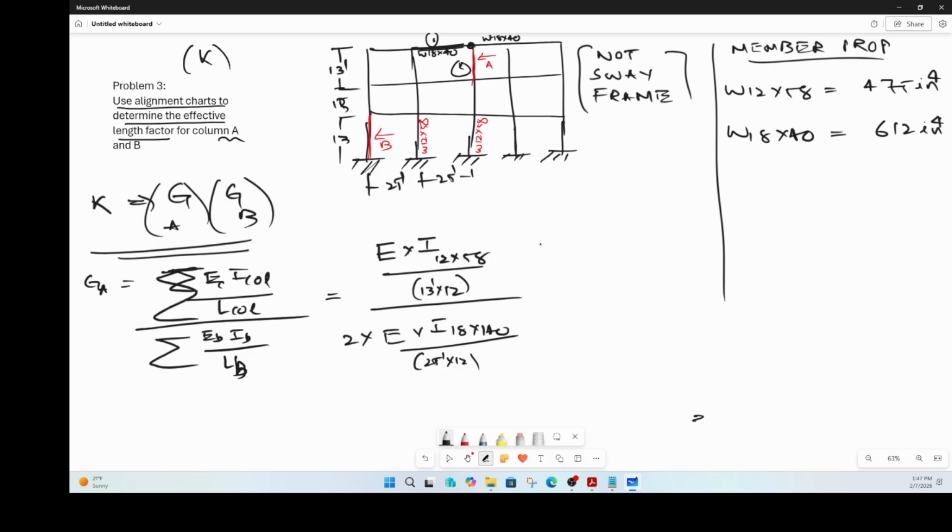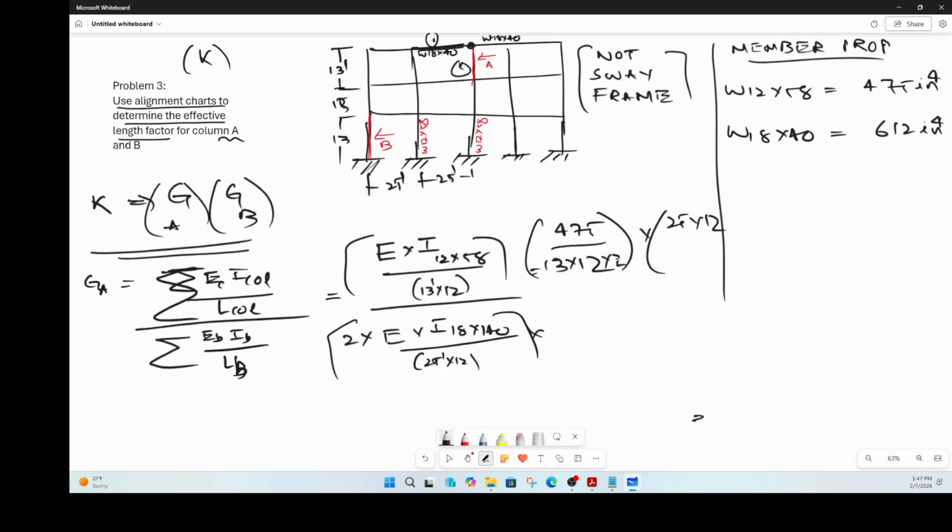Okay, so come here, substitute those values, right? It's nothing but 475 divided by the length of column, 13 times 12, and flip this and multiply, so you get your 25 times 12. There's a 2 here, right? And then divided by 612 times 2. Okay, so you compute that, and you find out that this is 0.746.